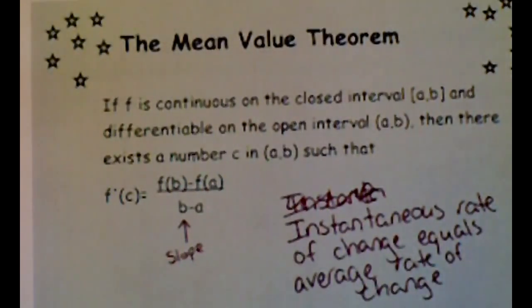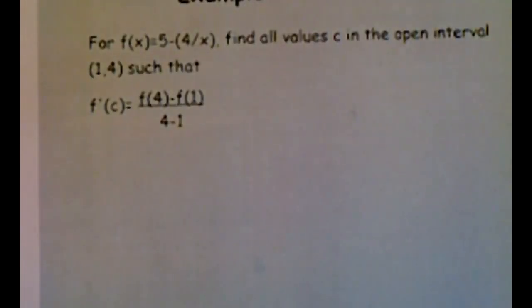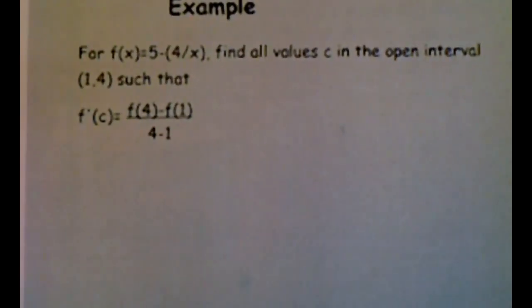So the mean value theorem says if it's continuous and differentiable, there must be a place where the instantaneous rate of change equals the average rate of change. So here's our problem. f(x) equals 5 minus 4 over x. We're going to find all values of c in the open interval 1 to 4 such that f'(c) equals f(4) minus f(1) over 4 minus 1. We're going to find all the values between 1 and 4 where the instantaneous rate of change equals the average rate of change. Well, first thing we need to do is figure out what that average rate of change is.